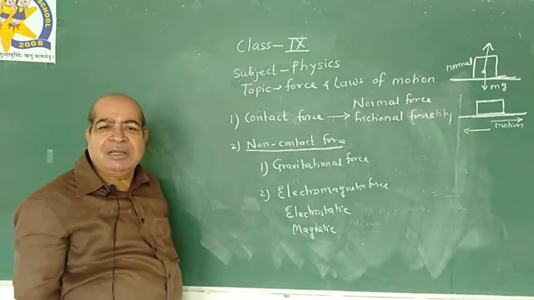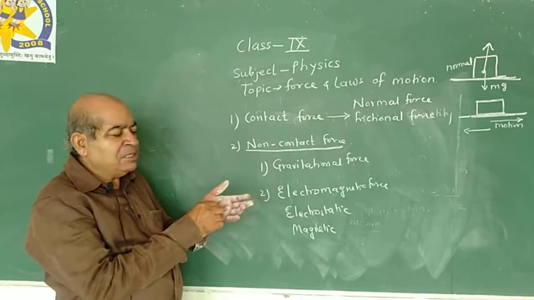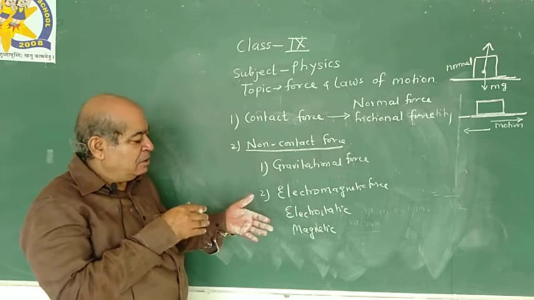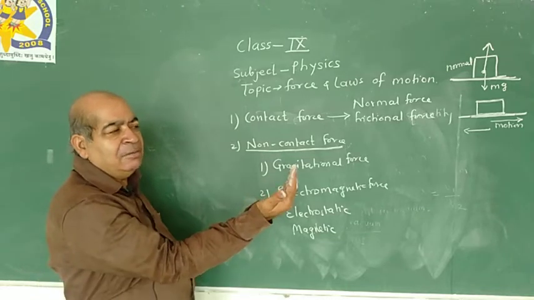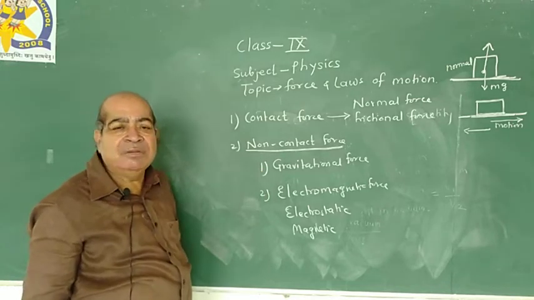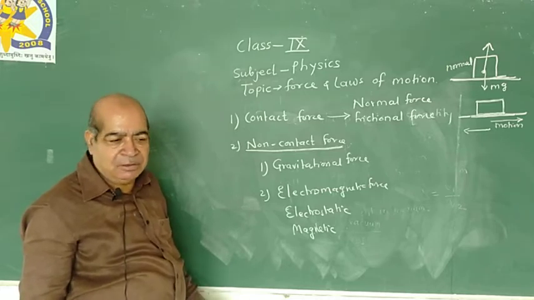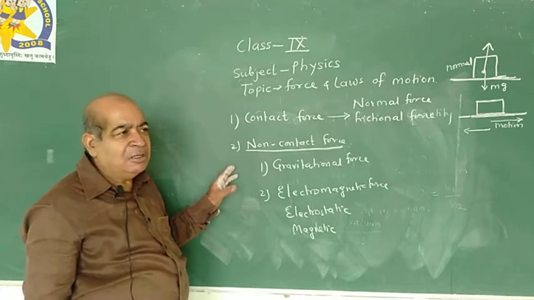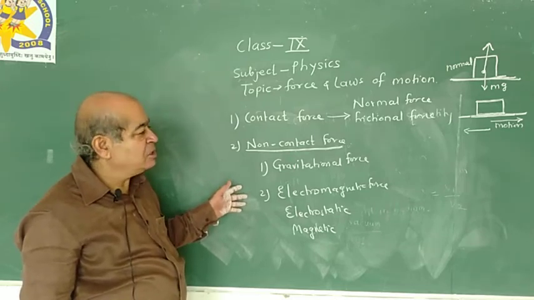Similarly, electromagnetic and electrostatic force. If you take small pieces of paper and keep a comb near them, they are attracted. Or if you take iron pieces and bring a magnet near, it attracts the iron pieces. So this type of force is called the non-contact force. These forces are not given in your syllabus, but they are in some book, that is the foundation book.